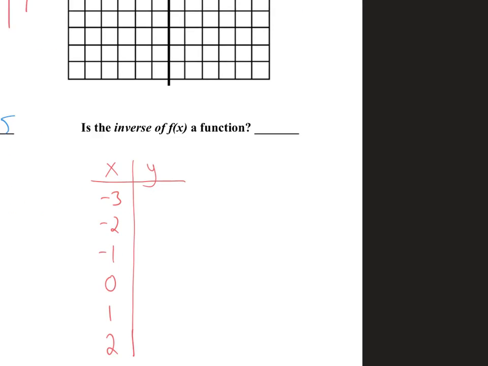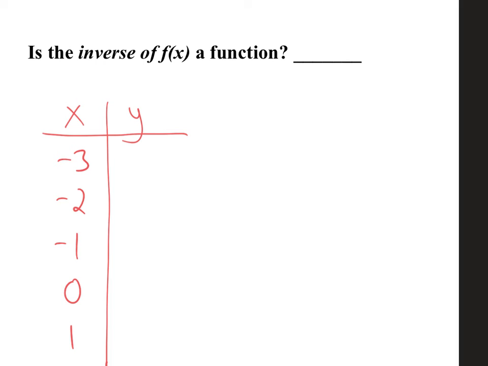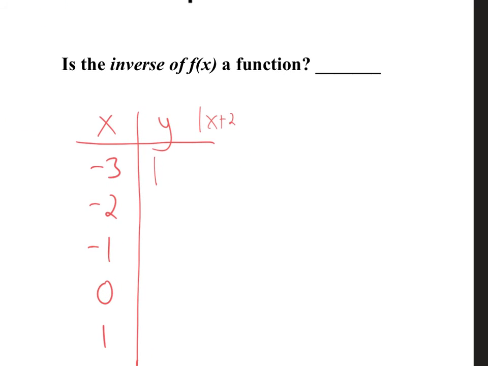All right, so if we plug in -3, we're literally going to plug -3 in for x in this equation. So the y was absolute value of x plus 2, I believe. Yep. So we're going to take -3 plus 2, and that's going to equal the absolute value of -1, which equals 1. Then we have absolute value of -2 plus 2. -2 plus 2 is 0. Absolute value of 0 equals 0.